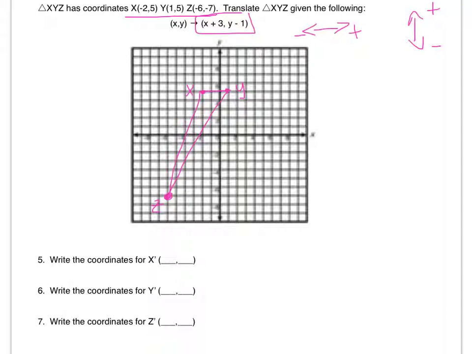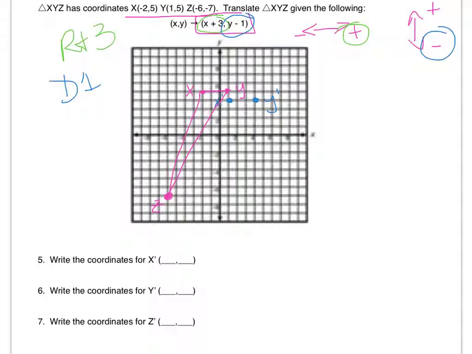So in this case, we have plus 3. So we're going to go to the right 3 places. And for the y, it tells us minus 1. So remember, minus is down, so we're going to go down 1. So for each point, we go right 3. I'm going to start with y just because it's over here. So I'm going to go to the right 3, 1, 2, 3, and down 1. So here's y prime. For x, I do the same thing. I go to the right 3 and down 1.